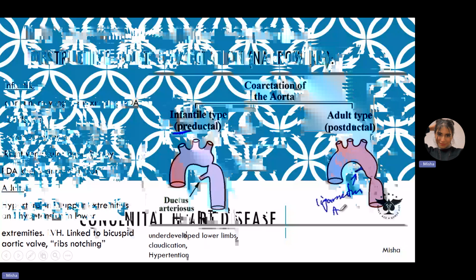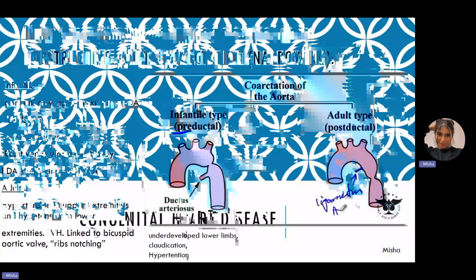So that's why there's a higher pressure in the upper extremity, but there would be a lower pressure within the lower extremities, right? There'll be hypotension in the lower extremities because the blood is forcefully being pumped into these branches, and very little blood is actually reaching the lower extremities, leading to hypotension.